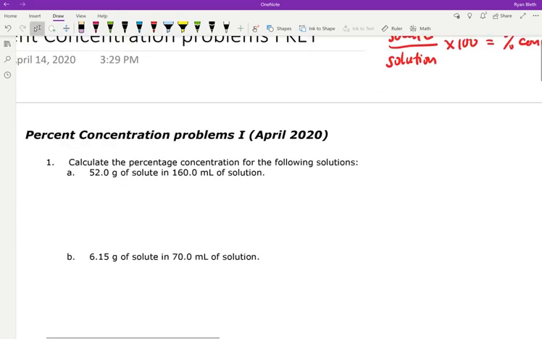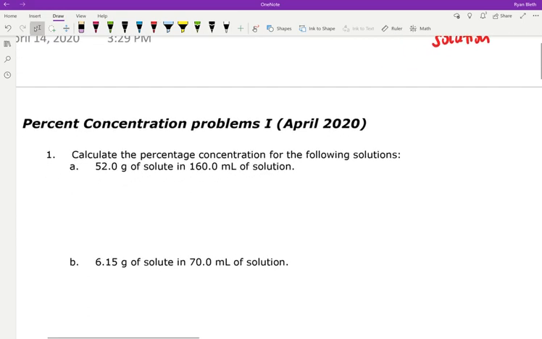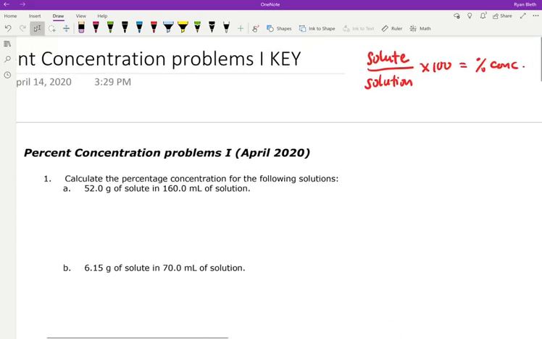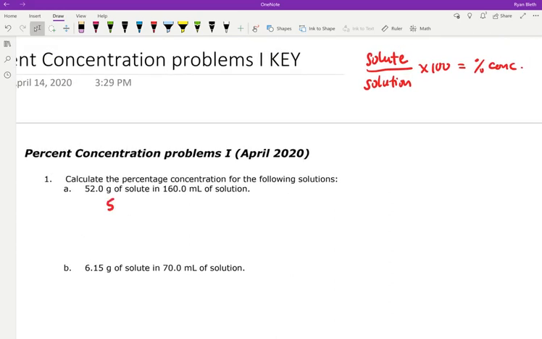Okay, so let's take a look at this. Here we've got 52 grams of solute. So in my equation, that's my numerator. 52 grams of solute in 160 milliliters of solution. If we look up here, we've got solute, we've got solution. We simply put those in and we're off to the races. 160 milliliters. Take that times 100 to get it into a percentage form. If you plug that into your calculator, divide it out, take it times 100, you should get 32.5%. The only thing that's left to do is to label that percentage.